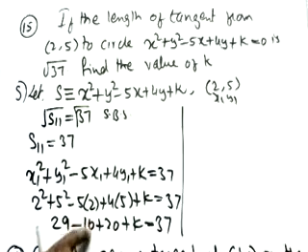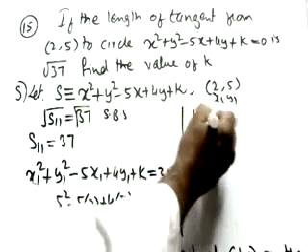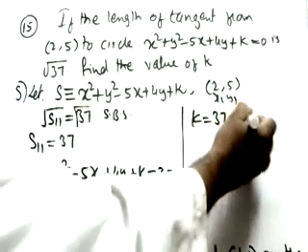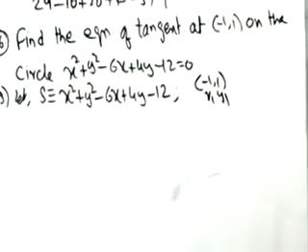29 minus 10 plus 20. 20 minus 10 is 10. 10 plus 29 is 39. Bring this 39 on the other side. So k will be 37 minus 39. So this value will be minus 2. 37 minus 39, 20 minus 10 is 10 plus 39. On the other side, minus 39, minus 2.